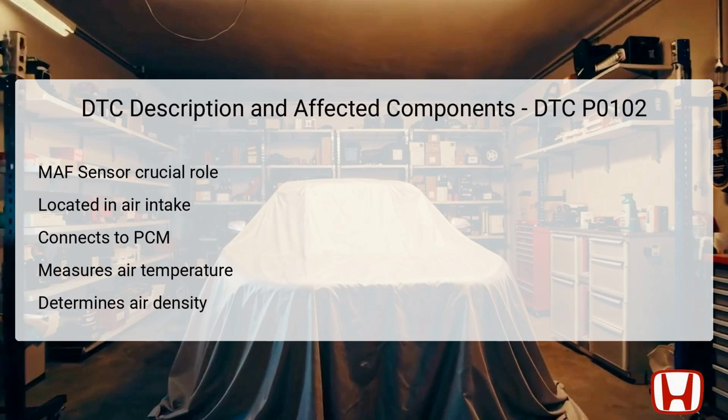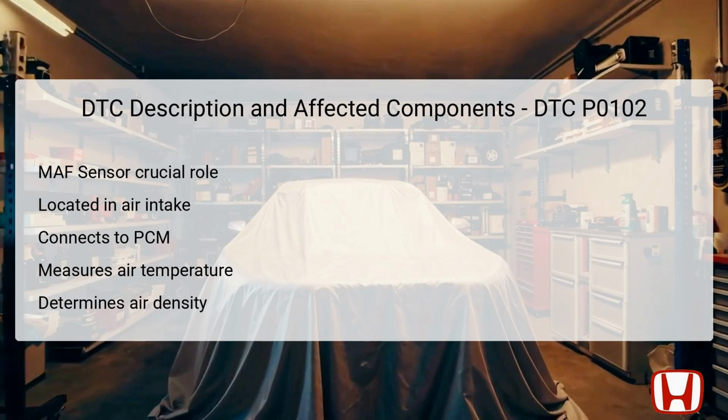The DTC P0102 refers to a low-voltage condition occurring in the MAF sensor circuit, with the MAF sensor being integral to the vehicle's air intake system. This sensor is typically located in the air intake duct just after the air filter and before the throttle body, allowing it to accurately measure the airflow entering the engine.